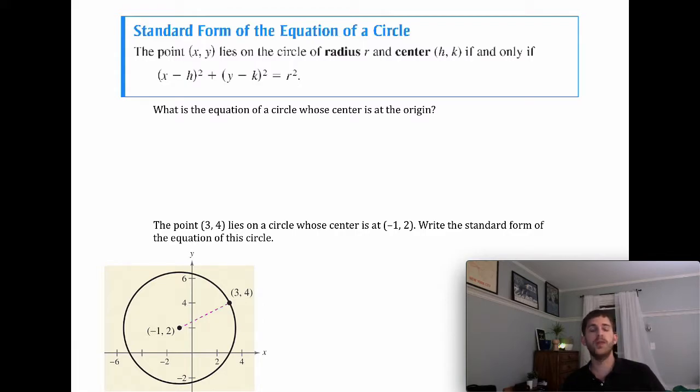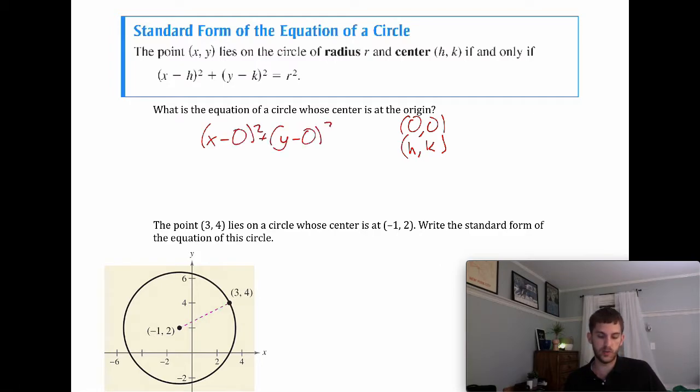Now the next part says, what is the equation of the circle whose center is at the origin? Origin, remember, is 0, 0. So those would be our h and k coordinates. So if we plug those into h and k, you'd have x minus 0 squared plus y minus 0 squared equals r squared. Well, x minus 0 is just x, so it'd be x squared plus y squared equals r squared. I missed the squared earlier. Sorry, r squared.